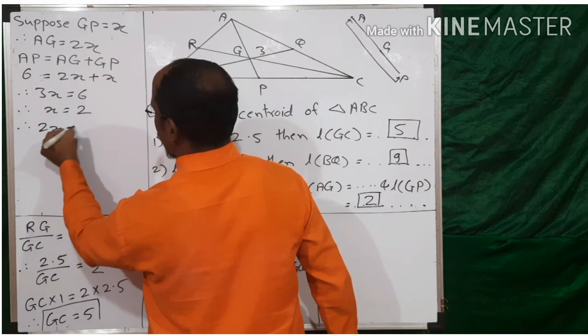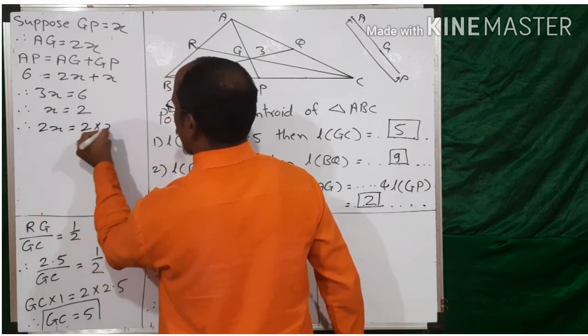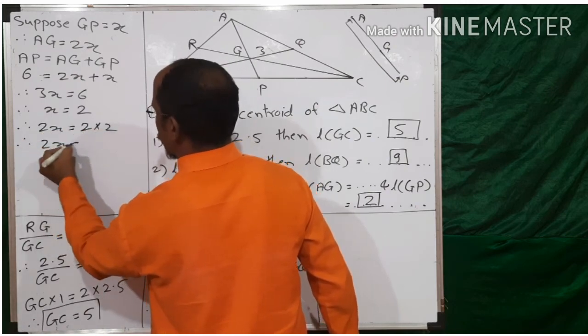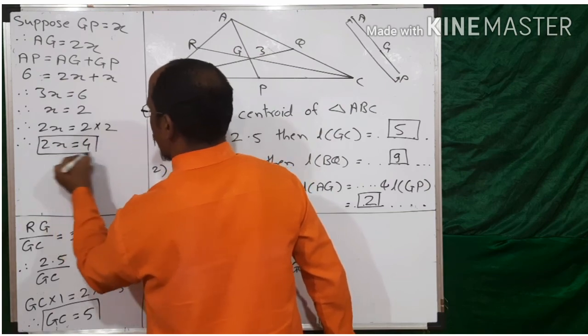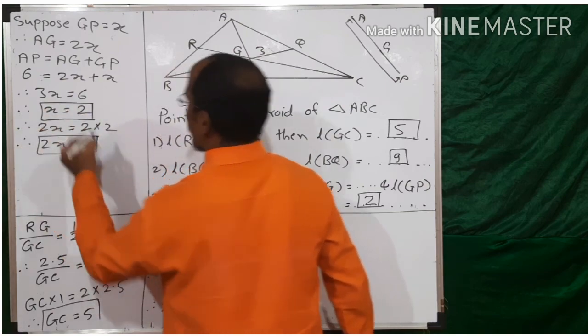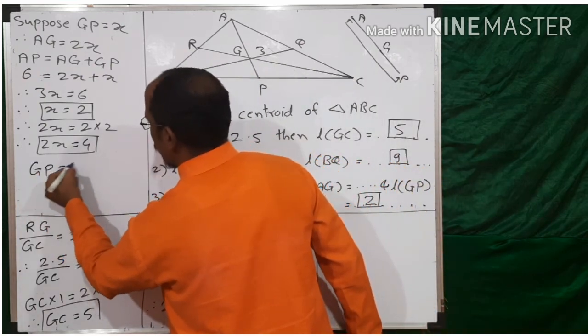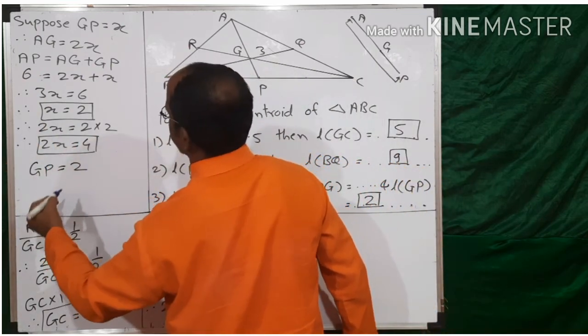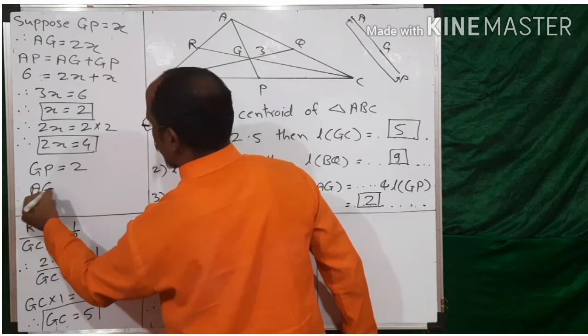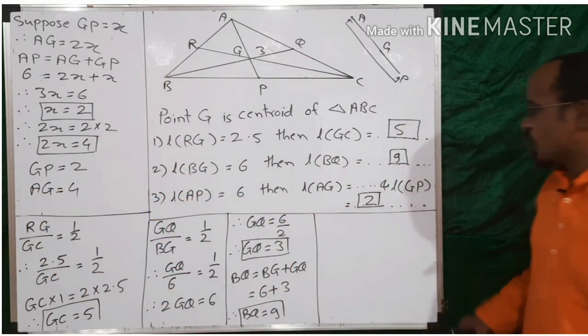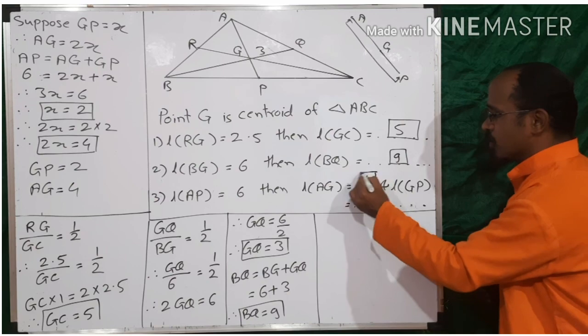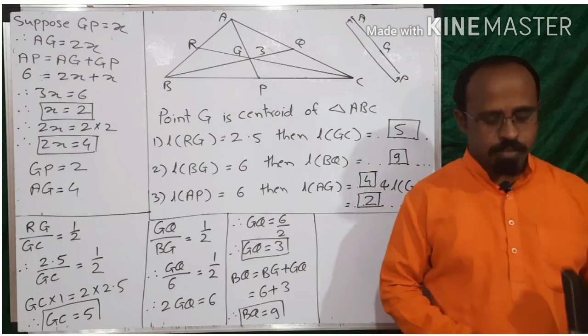Therefore 2x is equals to 2 into 2 and 2x is equals to 4. Friends, we know we have considered x means GP. So GP is equals to 2 and 2x means AG. So AG is equals to 4. So let's write 4 at the place of AG. Clear, friends?